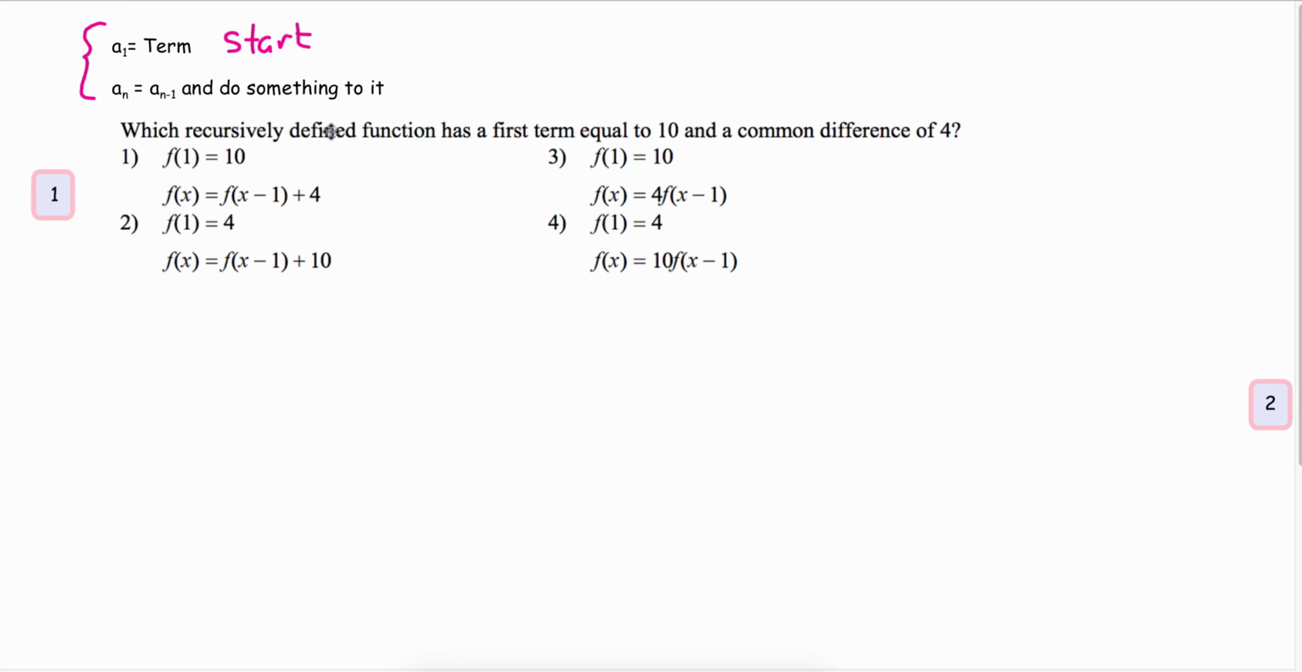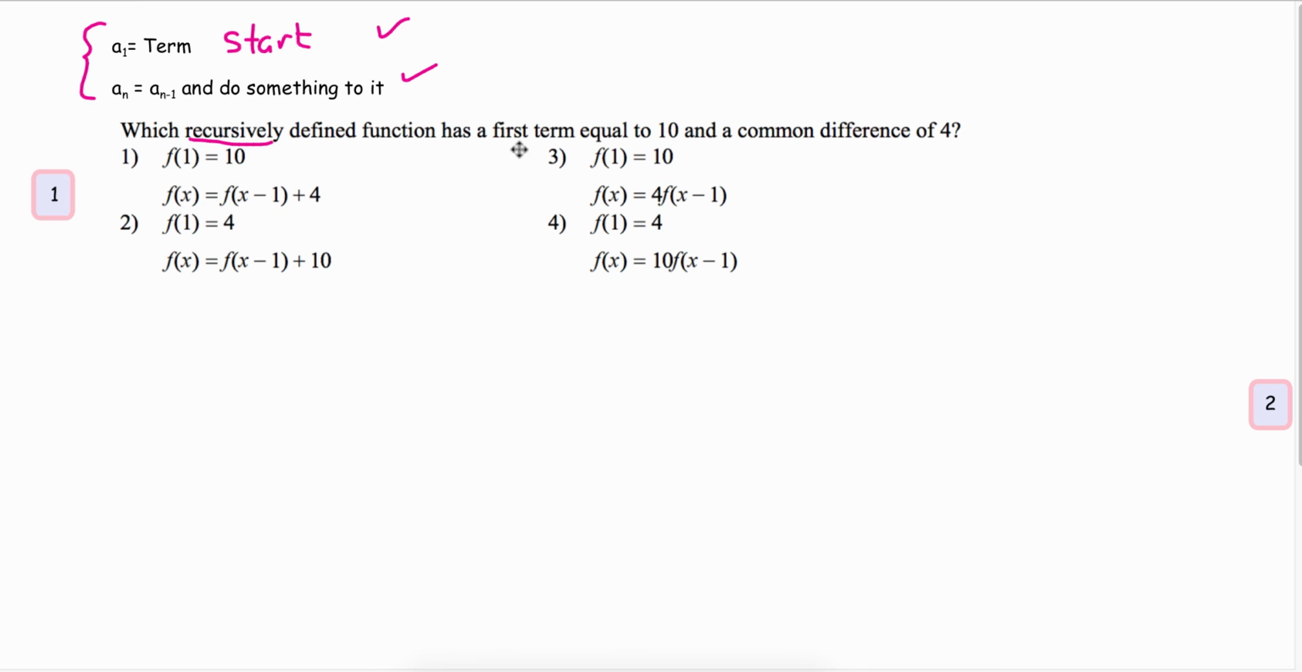So which recursively defined function? The first thing I'm going to do is stop right there. Recursively means I have to have two sentences. Each choice down here has two sentences: where I start, what I do to it. Okay, so they all right now are an option of being recursive.